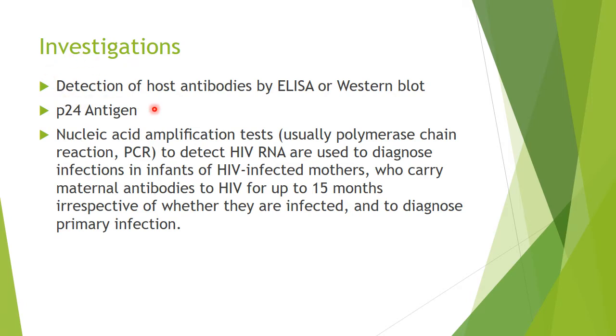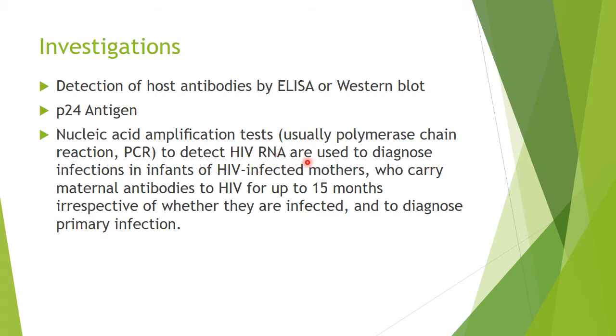For that purpose, we can detect the host antibodies by ELISA or Western blot, Western blot being more confirmatory. We can also detect the P24 antigen of the virus. We can use nucleic acid amplification test, NAAT, usually polymerase chain reaction, to detect the HIV RNA.